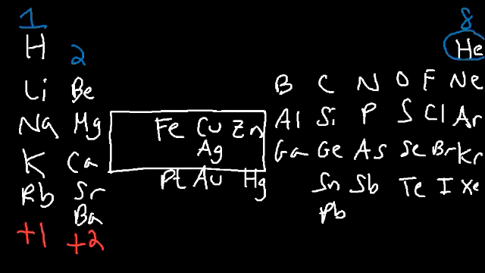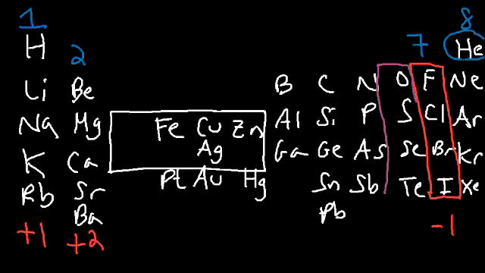The next group is the halogens, which include fluorine, chlorine, bromine, and iodine. These elements have 7 valence electrons. They're known as group 7A or group 17 on the periodic table, and they form -1 charges as ions. The halogens are very reactive. They're nonmetals, but they're extremely reactive. They're the most reactive nonmetals that we know of.